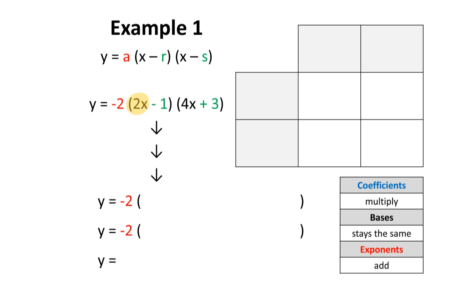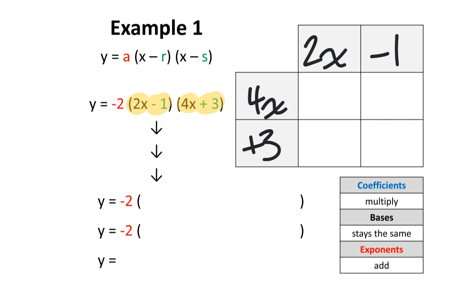We're going to start by taking 2x and writing it over here. Next, we're going to take -1 and place it over here. Next, we're going to take 4x and place it over here. And last, we're going to take +3 and place it right over here. We're going to get started by multiplying this term with this term and writing the answer in this empty space.